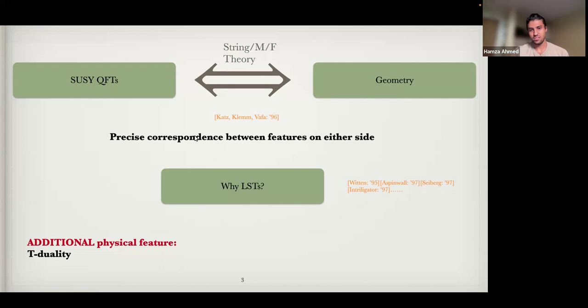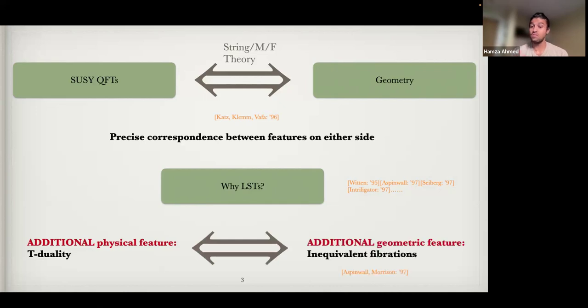So the question arises in this quantum field theory geometry correspondence: what geometrical feature does this new feature of T-duality, this unique feature for LSTs, correspond to in the geometry? And this is where the inequivalent fibrations come in. I'll describe what I mean precisely by inequivalent fibrations later, but the point is that using this extra feature of T-duality, we are able to probe this extra feature in geometry, which is these inequivalent fibrations. And this will be the goal of this work.